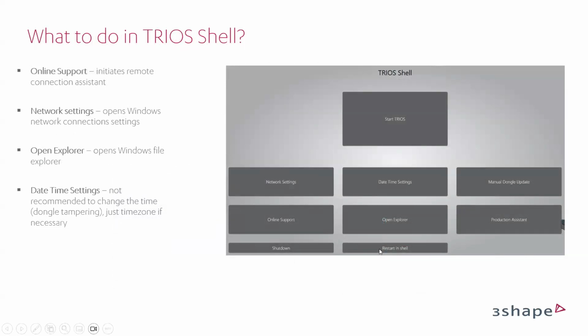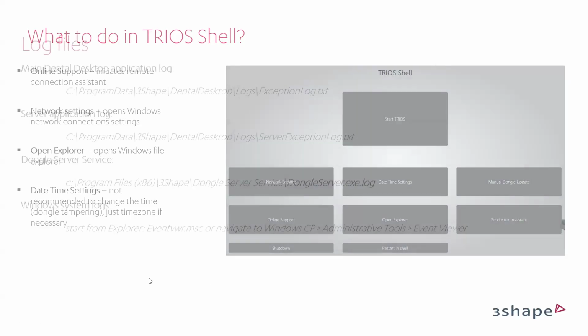In the Trios shell, you also have online support, which initiates a remote connection, and network settings, which open the Windows network connection settings. You can open Explorer when you need to check some files in your system, and there are date and time settings, which we do not recommend changing because it may cause a dongle tampering issue, and we would need to ask our colleagues from the dongle team to resolve it.